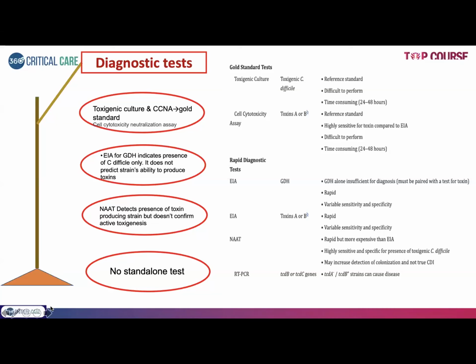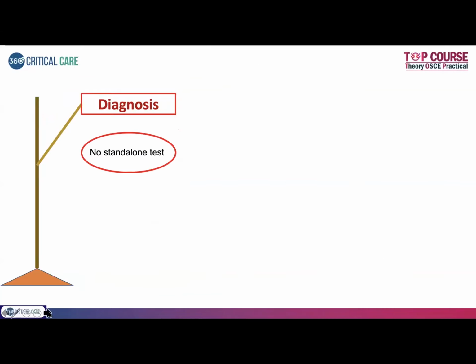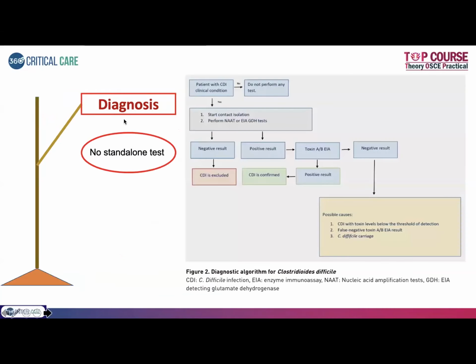So how do you go ahead to diagnose it? When the patient has C. diff infection, always contact isolation and hand hygiene. Remember, the chlorhexidine hand wash is not going to prevent transmission because the spores are not going to be killed by chlorhexidine. Always hand washing is the important strategy that we need to maintain.